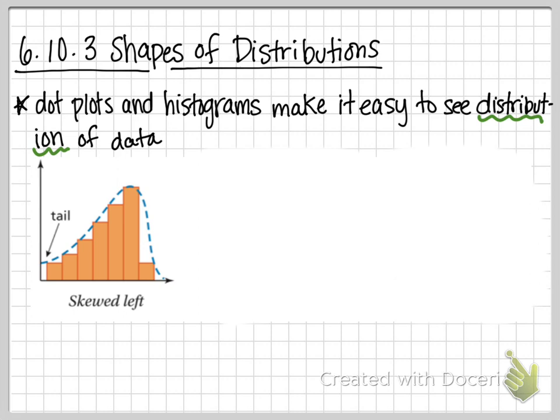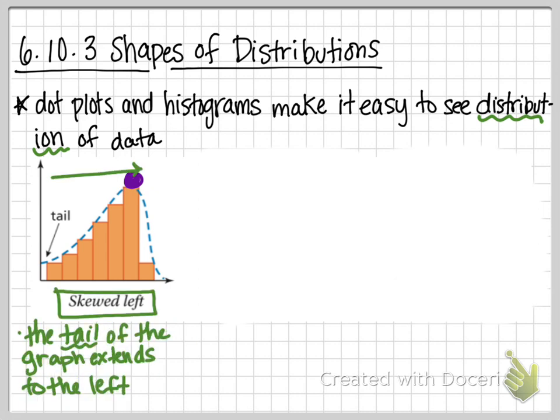Okay, if we have a data set like this, where we have one, the highest piece of data, the biggest interval, is way over here, in this case to the right, and the tail, we call that the tail, where the data gets smaller and smaller toward the left. We say that data is skewed left because the tail is going to the left.